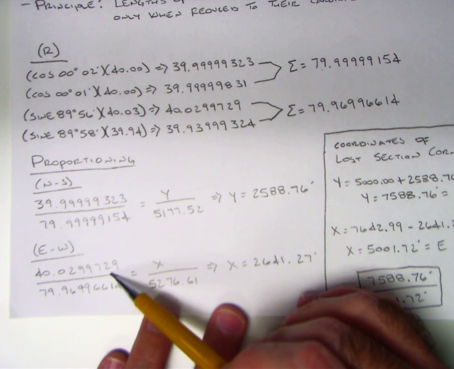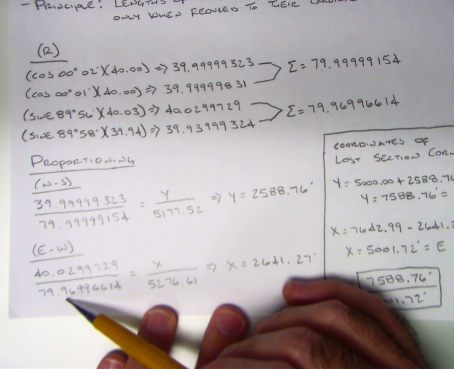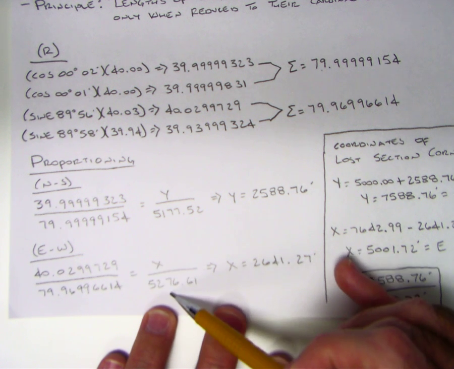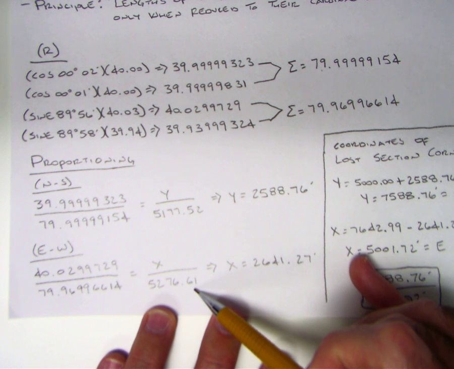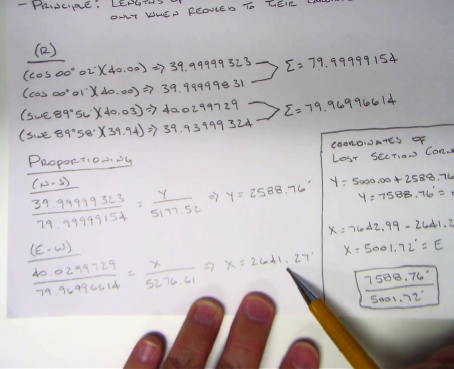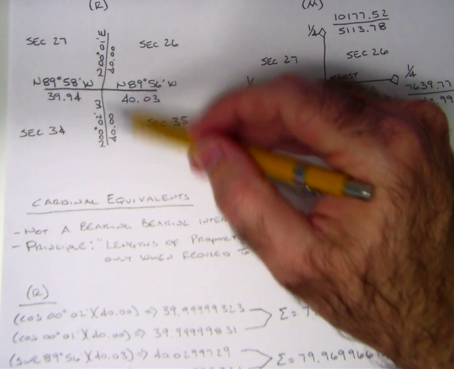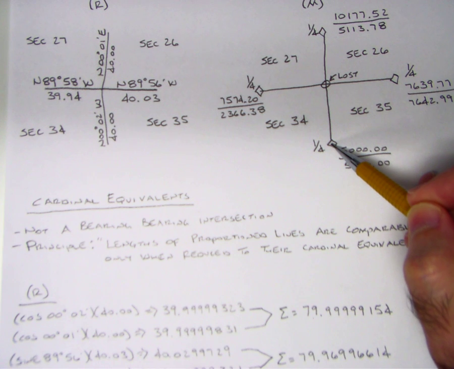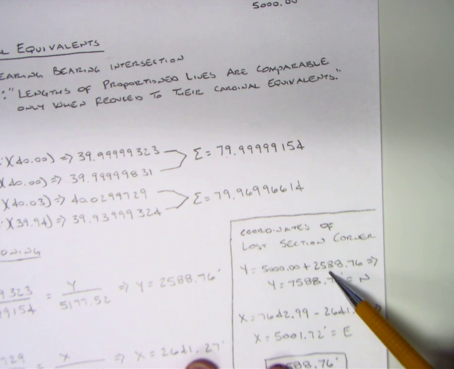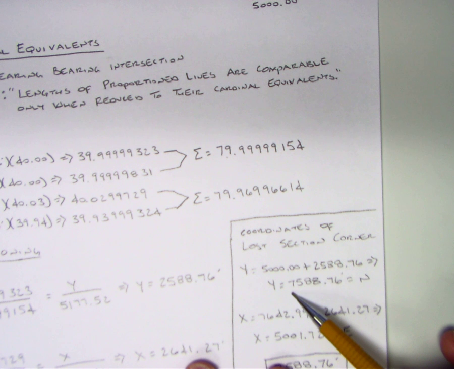And then I do the east-west. 40 is to 79.96996614 as x is to 5,276.61, which is the difference in the field eastings. And that's x equals 2,641.27. Since I took the cardinal equivalence of this line, I'm just going to add what I got for my y to this 5,000. And so it becomes y equals 5,000 plus 2,588.76.